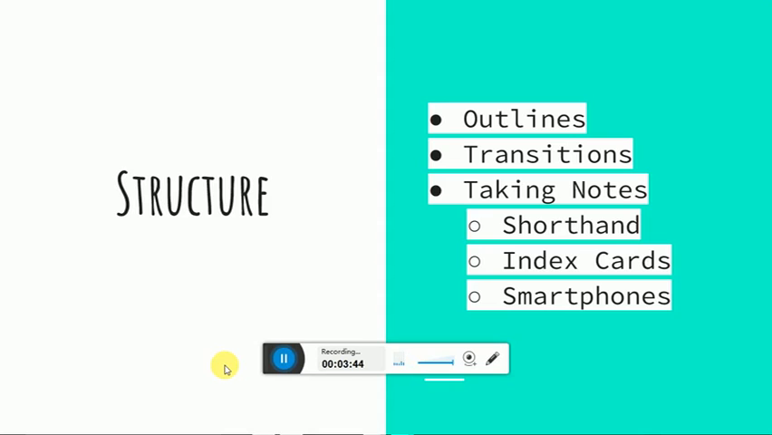A transition is what happens in between different sections, for example, in between different ideas on your outline. And then we're going to talk about taking notes. I'll explain what shorthand is, how you can use index cards, and how you can use smartphones to do this.